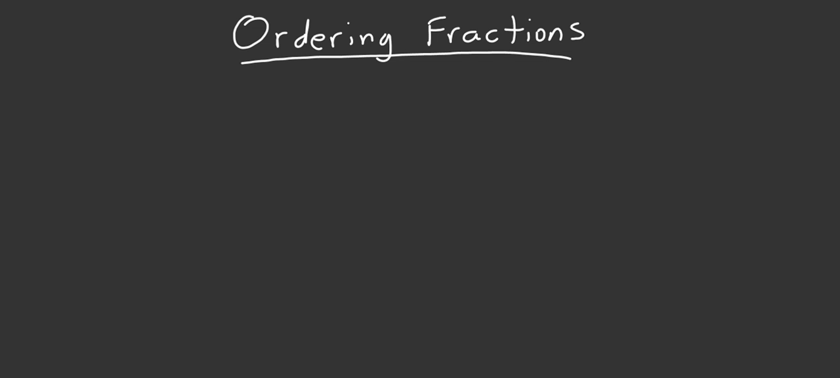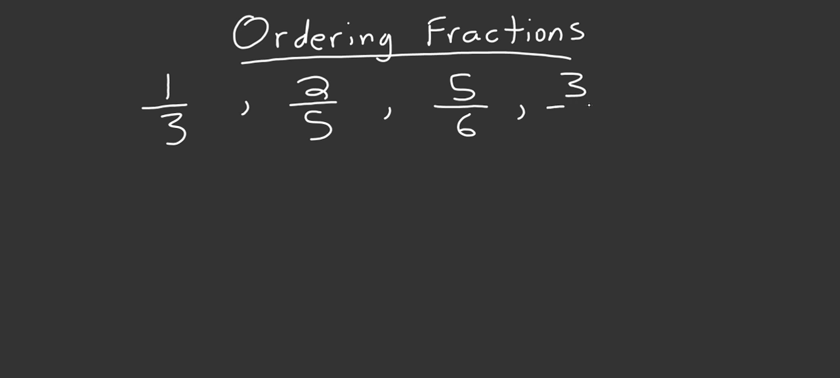Alright, so this lesson will be covering ordering fractions and mixed numbers. The first setup we'll do is if we have just all proper fractions. So if I am given 4 fractions, 1/3, 2/5, 5/6, and 3/10, and I need to order them in ascending order. Ascending, once again, meaning from least to greatest.